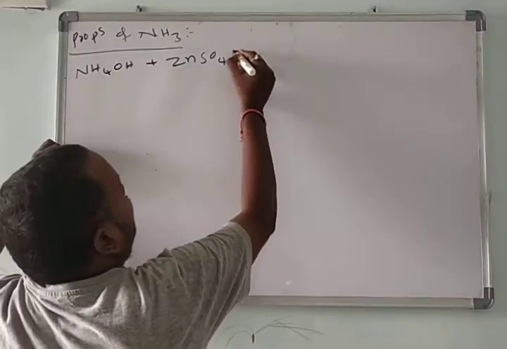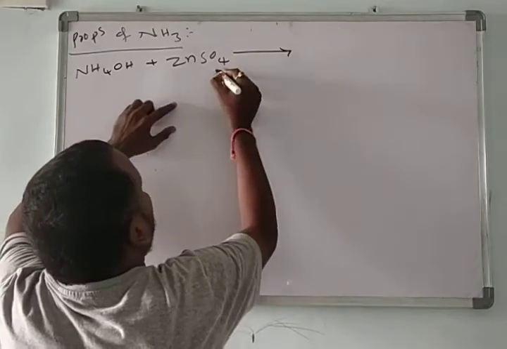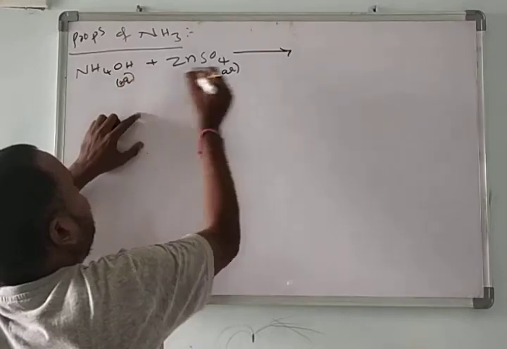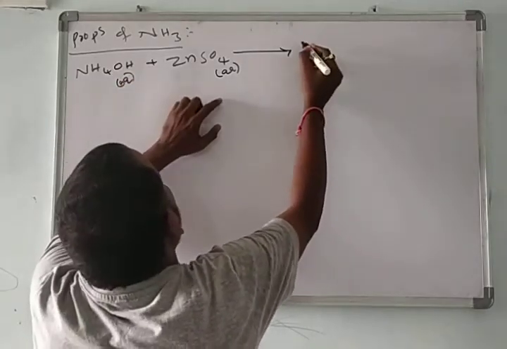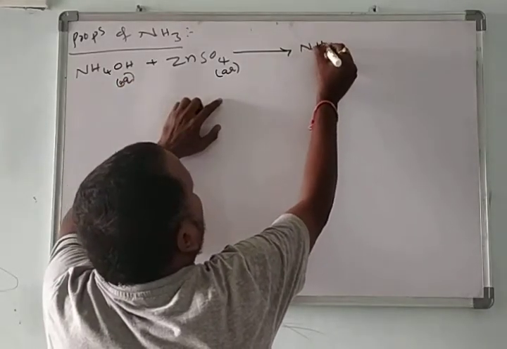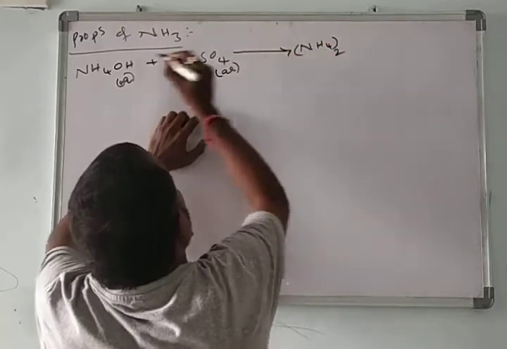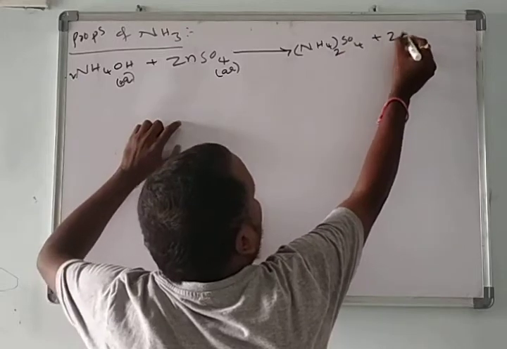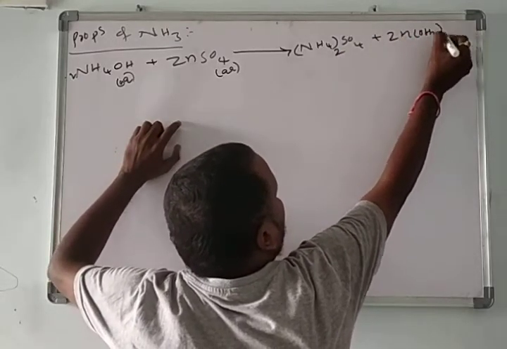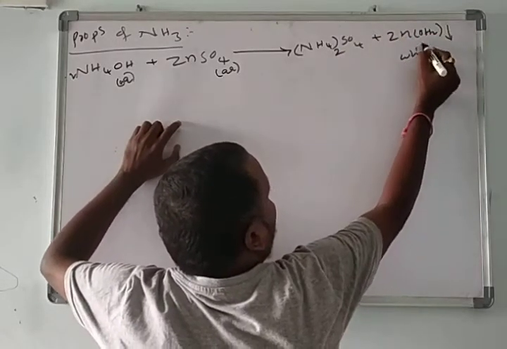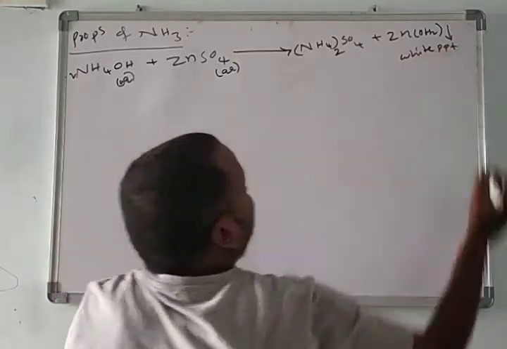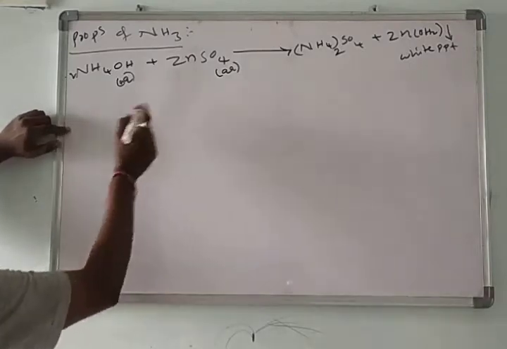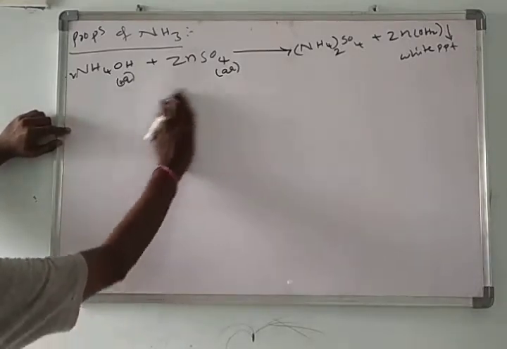Zinc sulfate, what happens here? Both are in aqueous form, ammonium hydroxide aqueous and zinc sulfate also aqueous. What happens? Here we'll get ammonium sulfate. Take 2 moles of ammonium sulfate, along with a white color precipitate, zinc hydroxide. White color PPT, zinc hydroxide.